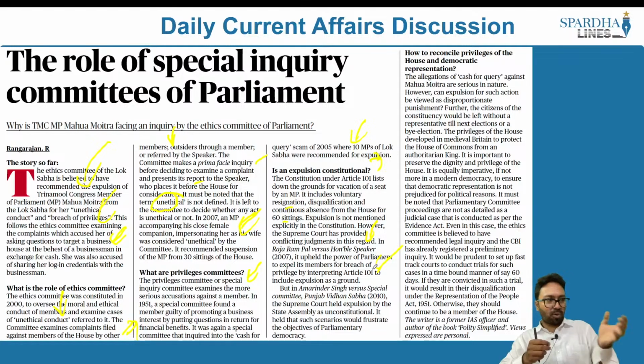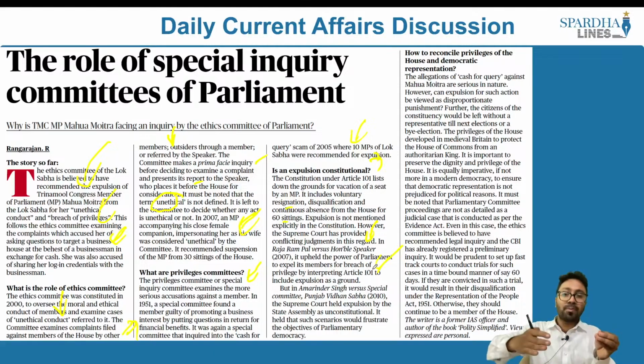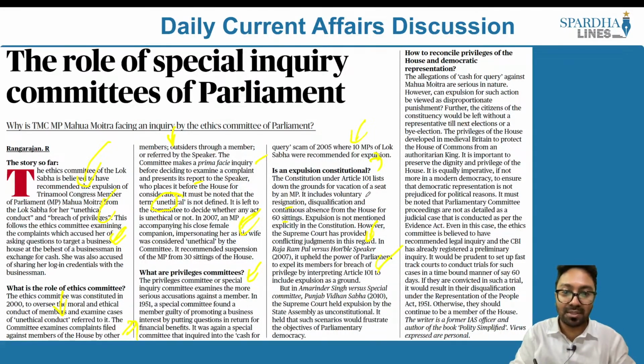What are these conflicting viewpoints? On one side, it said that the Parliament has the power to allow a member to be expelled. That is one. In the other, in Amarendra Singh versus Special Committee Punjab Vidhan Sabha, the Supreme Court held expulsion by the State Assembly as unconstitutional. It held that such scenarios would frustrate the objectives of parliamentary democracy.